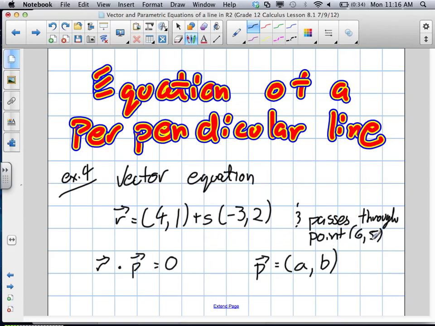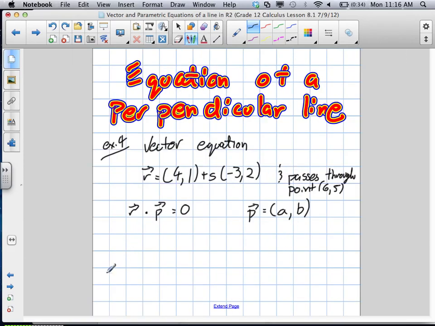We do know the point for it. In our vector form, when we do find vector P, we know that our point is going to be equal to 6 and 5, and is going to be some scalar of A and B. Well, we do have the direction to our perpendicular vector, which is -3 and 2. So what we're going to do is our directional vectors, our R, is -3 and 2, and the dot product of A and B.